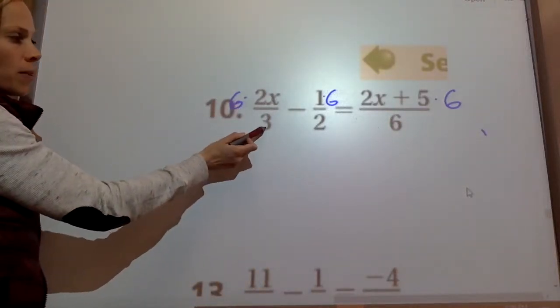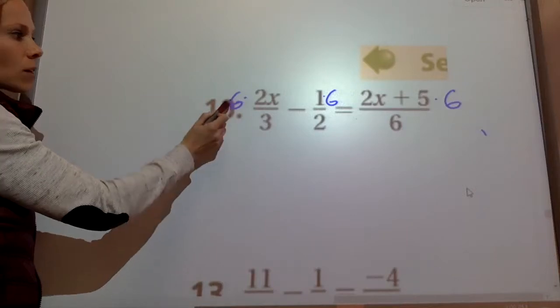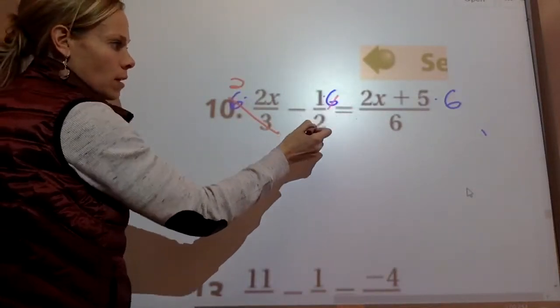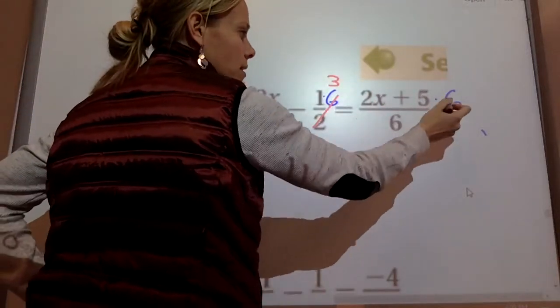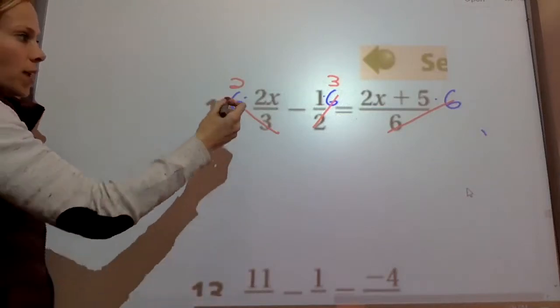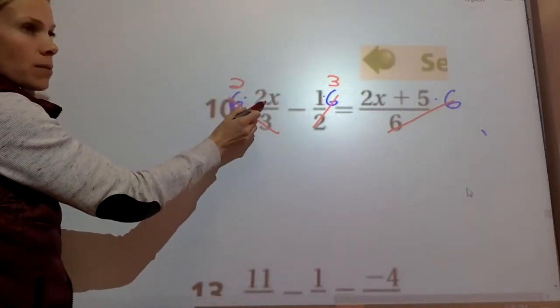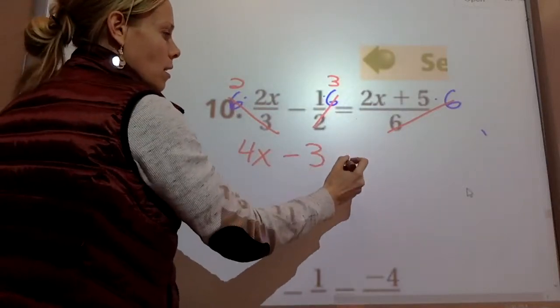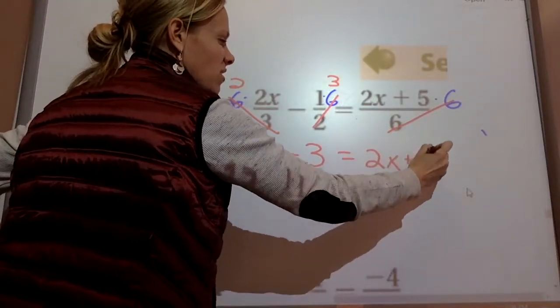What's 6 divided by 3? 2. So this becomes 2. What's 6 divided by 2? 3. What's 6 divided by 6? 1. That cancels out. So with one step, I get rid of all the fractions. So this now is 2 times 2x, which is 4x. That's just a 3. And then that's 2x plus 5, okay?